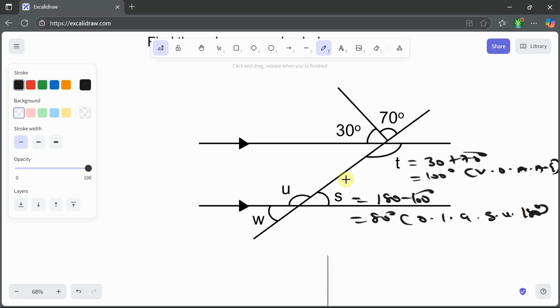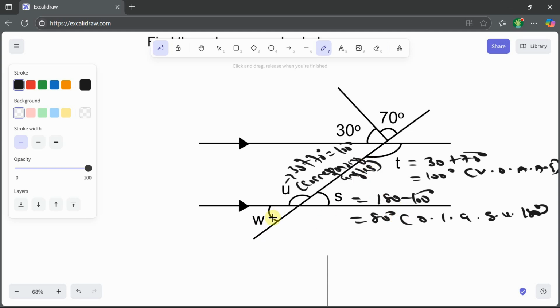So these are co-interior angles. This is my parallel line, this is my parallel line, and this is my transversal line. This one is above my parallel line, and this one is above my parallel line. So of course my U is 30 plus 70 degrees, which is 100 degrees. Why? Because of corresponding angles. Corresponding angles are equal.